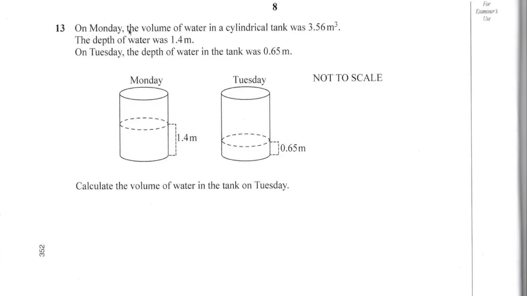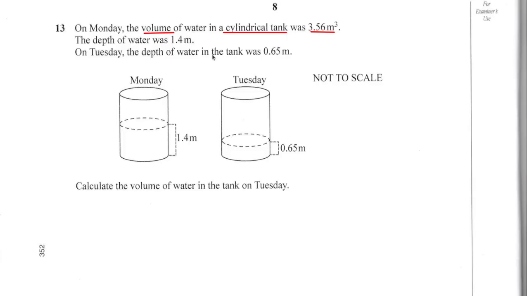Now you are told that on a Monday, the volume of water in a cylindrical tank was that. Something you need to notice here is this term cylindrical. It means think of the formula for calculating the volume of a cylinder. Now the depth of the water was 1.4 meters. This is giving you the height of the cylinder.